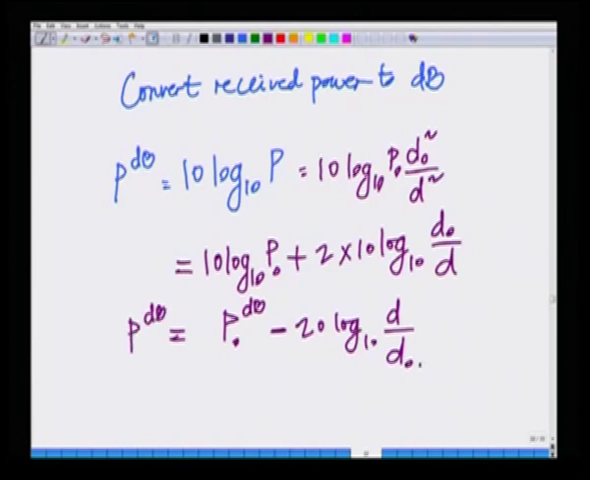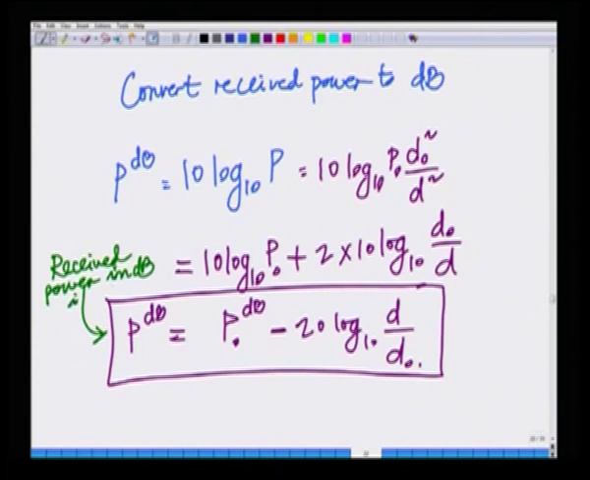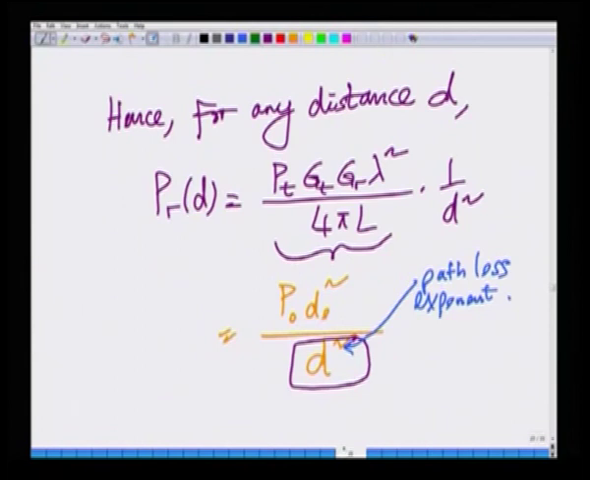So, P in dB is the free space received power in dB, and we saw that the path loss exponent is 2 for free space.